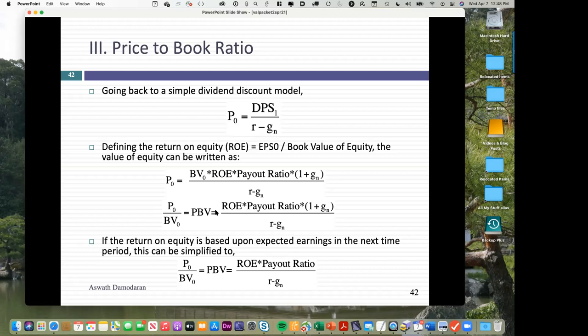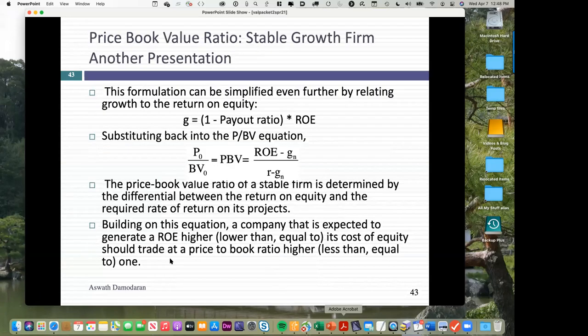The key variable driving price to book is return on equity. In fact, if I took the growth out, you can see the four variables play out. The price to book ratio for a company is a function of return on equity. The higher the return on equity, the higher the price to book ratio. But here I can actually simplify this equation. If you remember when we did fundamental growth, I said growth can be written as retention ratio times return on equity way back in time.